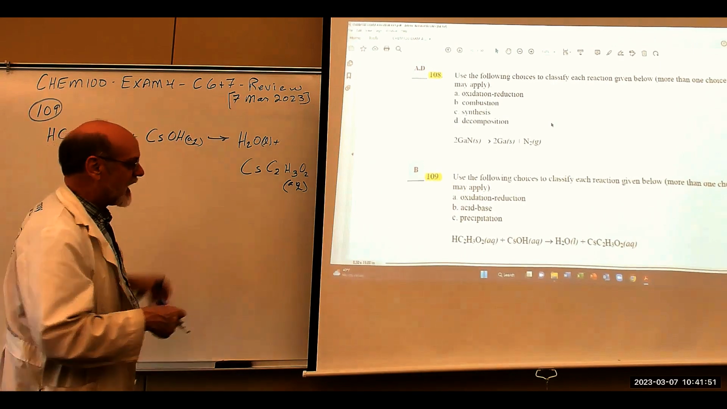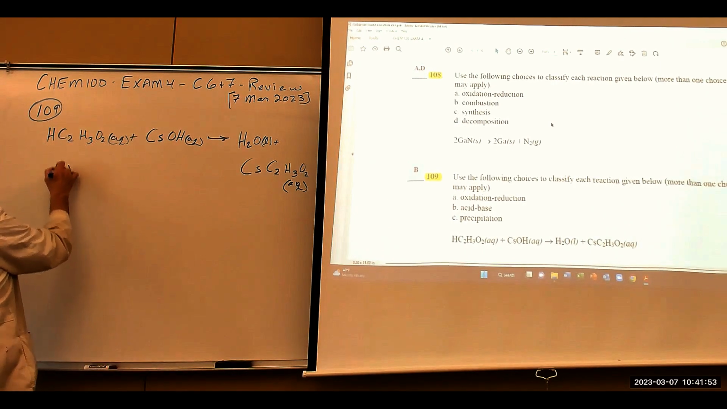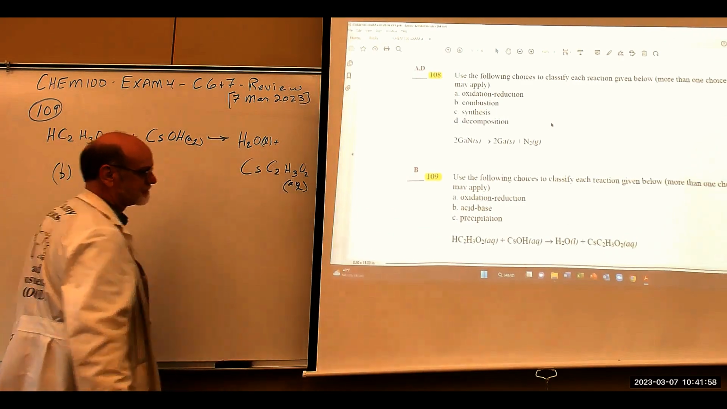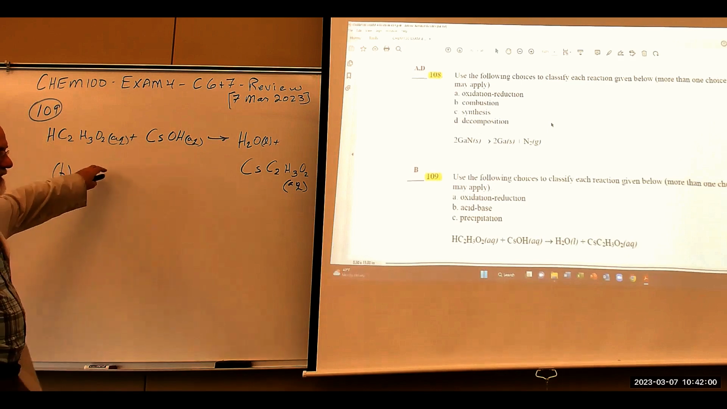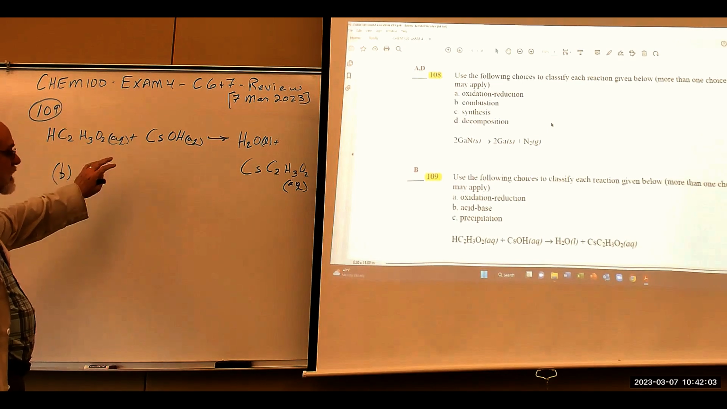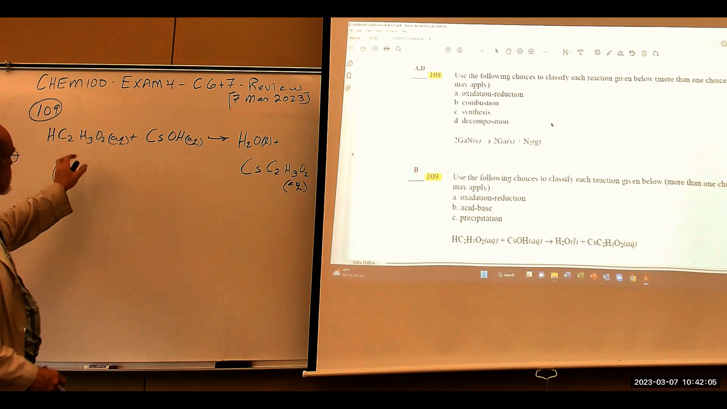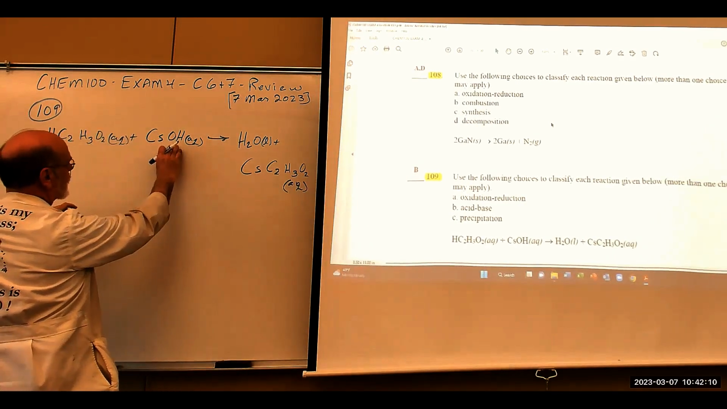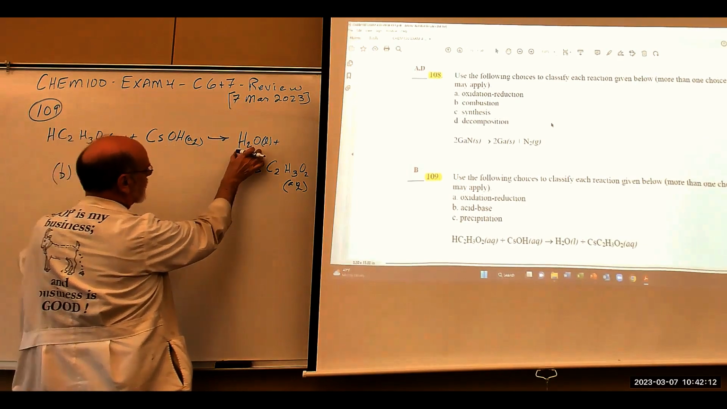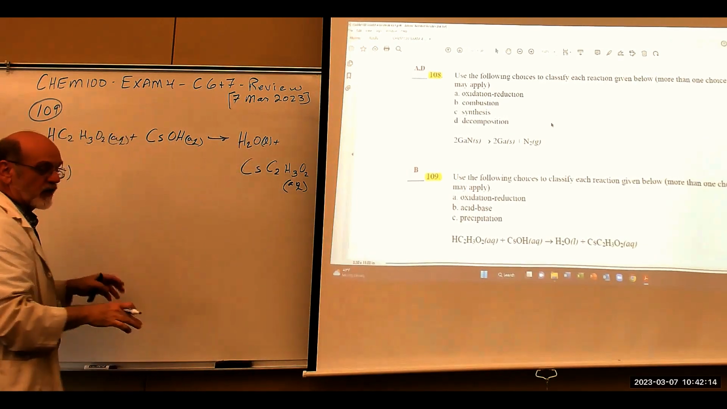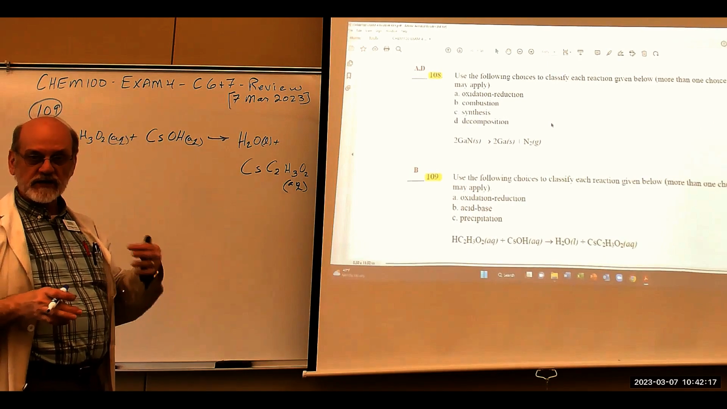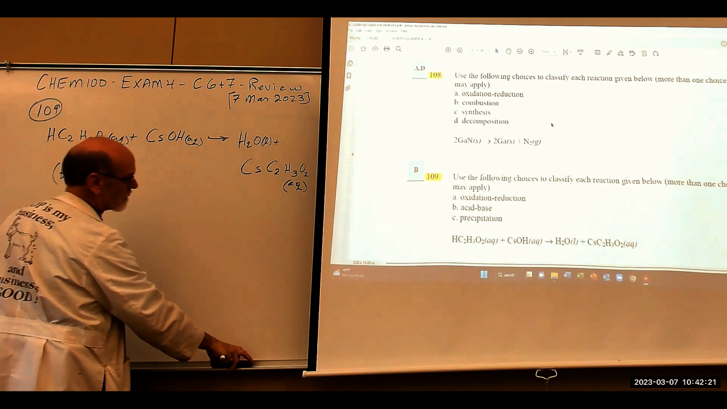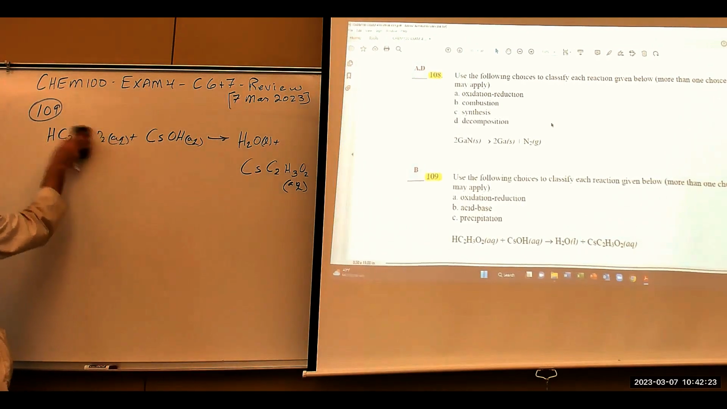This is an acid base reaction. It produces a salt and water. It's not a precipitation. It's not an oxidation reduction. There's been no change of oxidation states. This is intact. This one is an OH minus with an H plus, makes an H2O neutral. All you did there was neutralize charges. You didn't change oxidation states at all. So B is the only possible answer. It's an acid-base reaction.